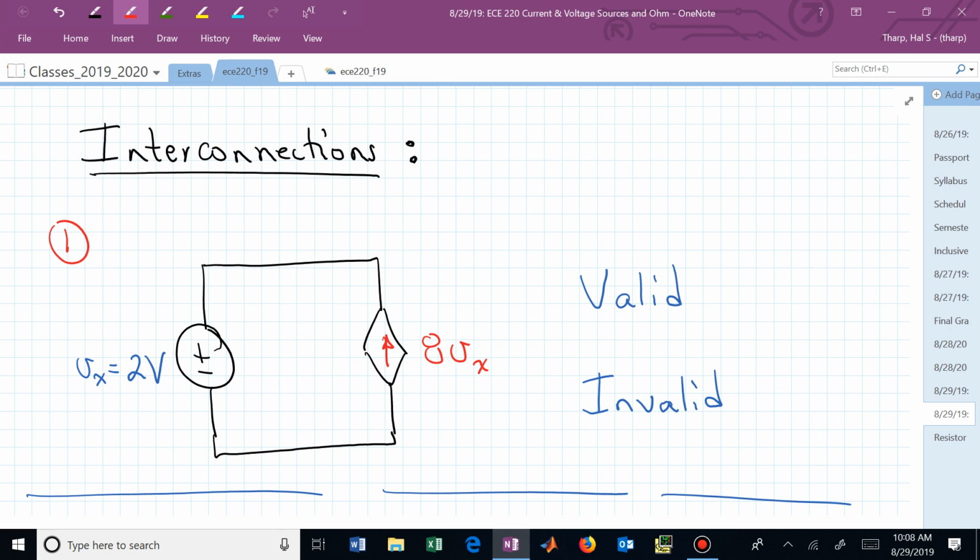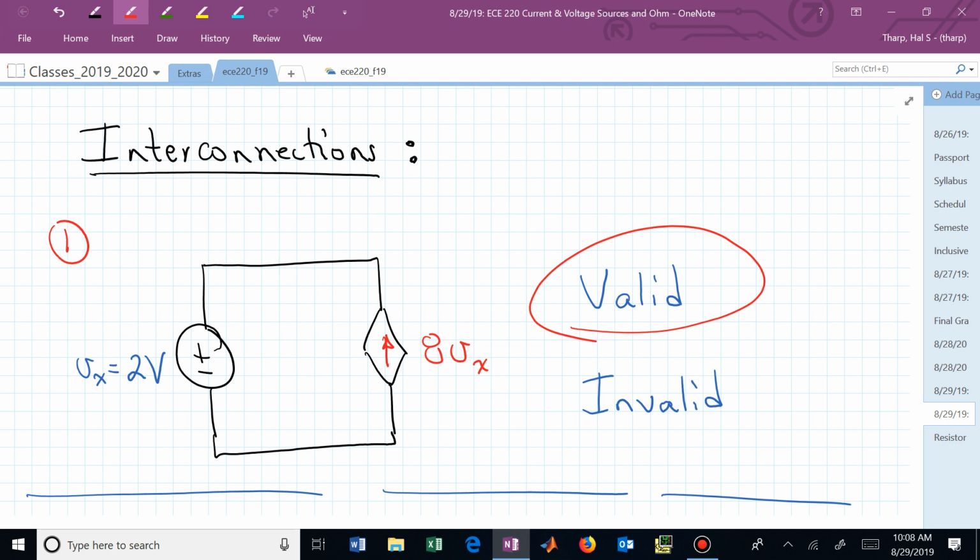Show of hands, how many think it's valid? How many think it's invalid? How many are not thinking? This one's valid, isn't it? Because what's actually happening? You now have 2 sources. What's the current source going to be producing? 16 amps, and the voltage source is set at 2. That's okay. Those can do that. They can play together.